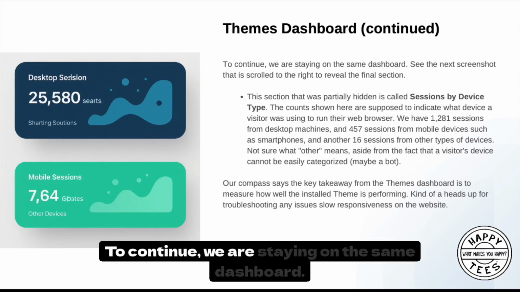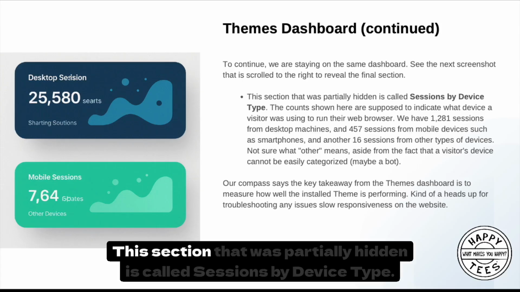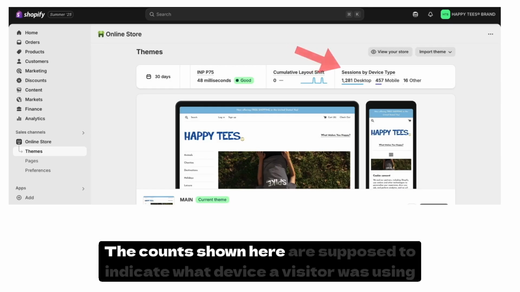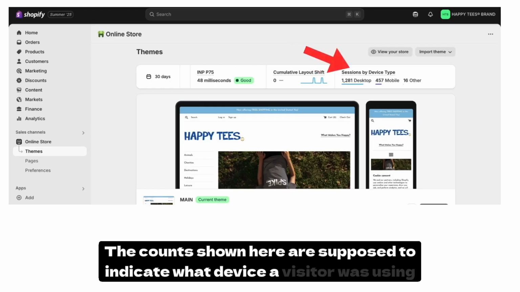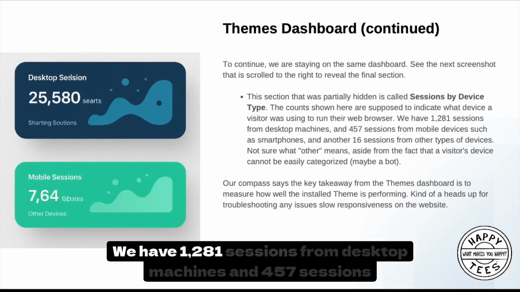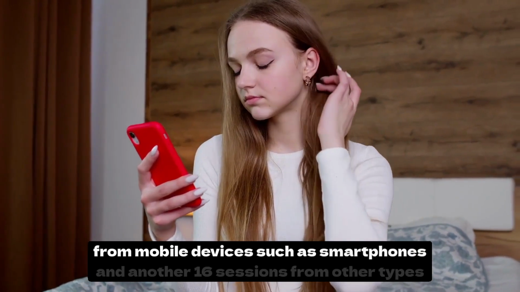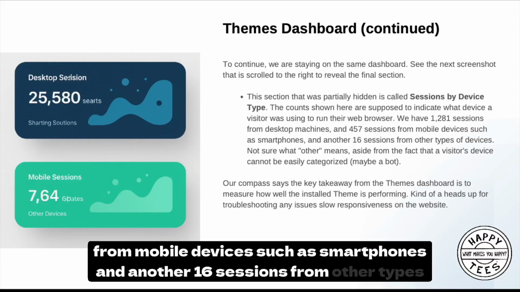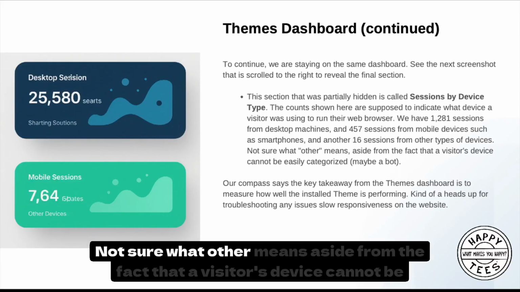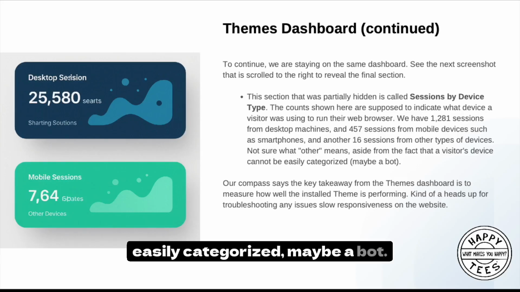To continue, we are staying on the same dashboard. See the next screenshot that is scrolled to the right to reveal the final section. This section that was partially hidden is called Sessions by Device Type. The counts shown here are supposed to indicate what device a visitor was using to run their web browser. We have 1,281 sessions from desktop machines and 457 sessions from mobile devices such as smartphones, and another 16 sessions from other types of devices. Not sure what other means. Aside from the fact that a visitor's device cannot be easily categorized, maybe a bot.